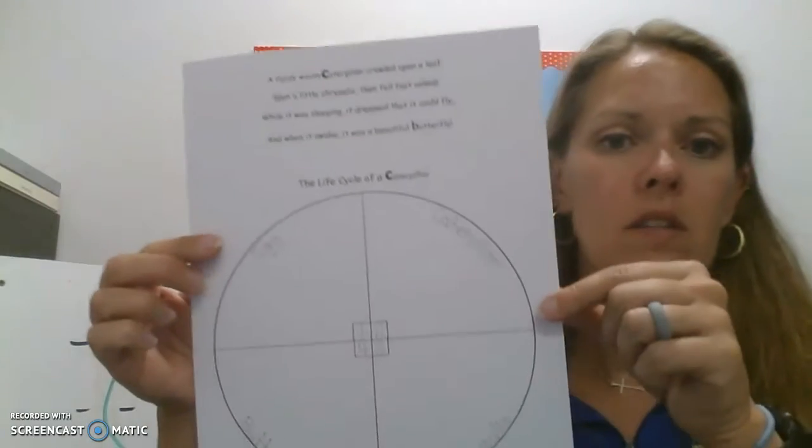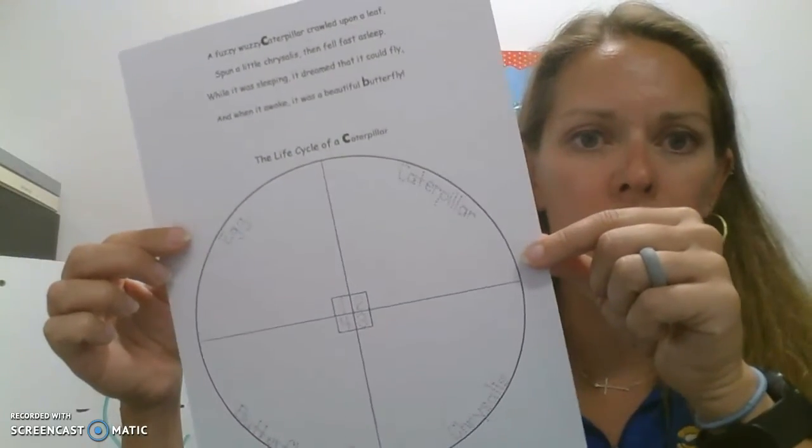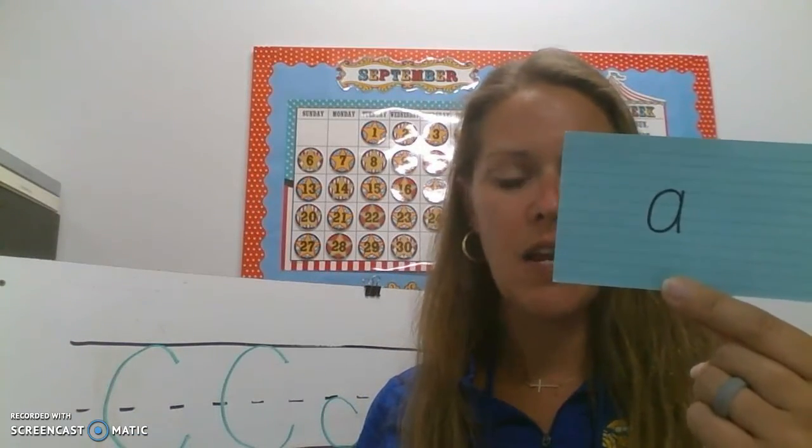And the other thing we're going to do today with the letter C is our C page. It has to do with caterpillars. We're going to be talking about a life cycle. So don't forget that your sight word is a. We're going to be talking about a life cycle of the butterfly.